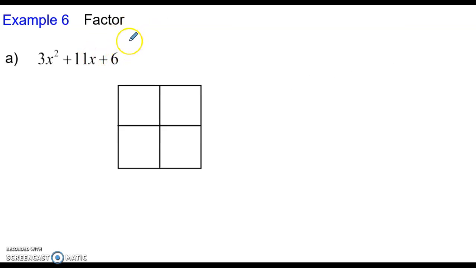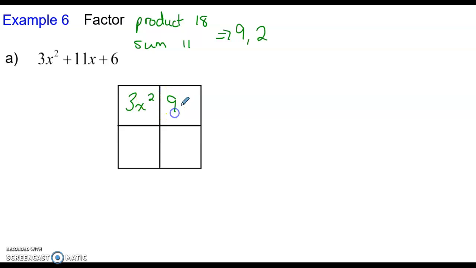For example 6, again we're going to factor using our rectangle model and decomposition. So we're looking for numbers that give us a product of 18, because 3 times 6 is 18, and give us a sum of 11. And the numbers would be 9 and 2. So I'm going to put my 3x squared in there, my 9x, my 2x, and my 6.